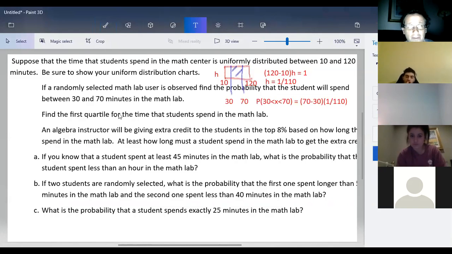Okay, so now let's do the next question. Find the first quartile for the time students spend in the lab. Now you got to remember chapter 2. I'm going to do this to you a lot, by the way, I'm going to bring in old chapters and make sure you remember the old chapters to be able to do stuff from the new chapters. So what is the definition of the first quartile?